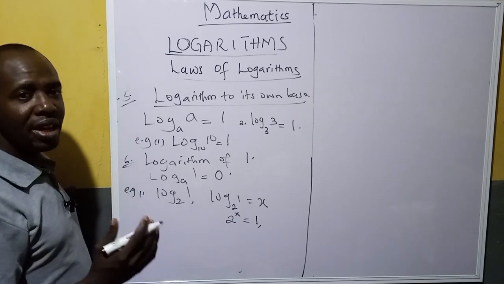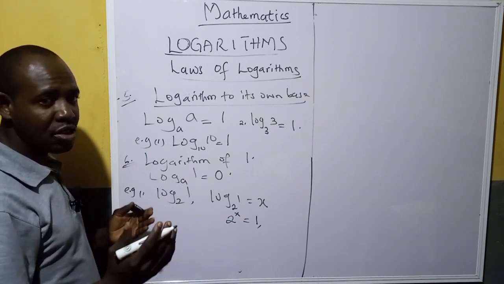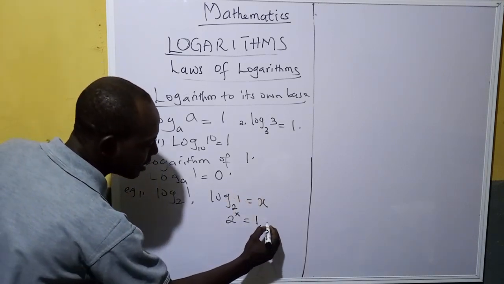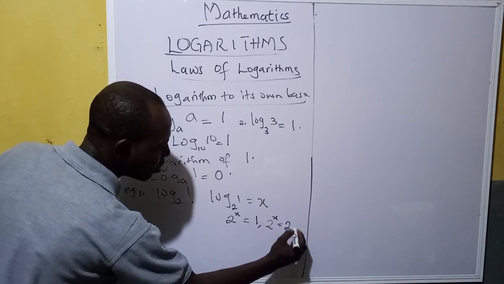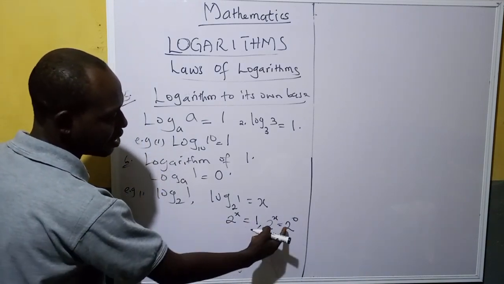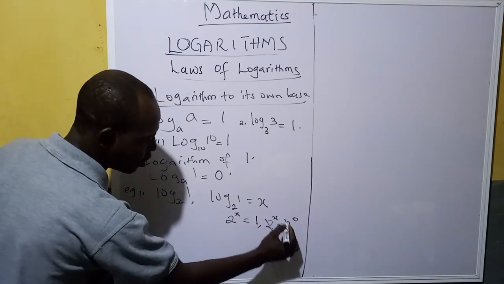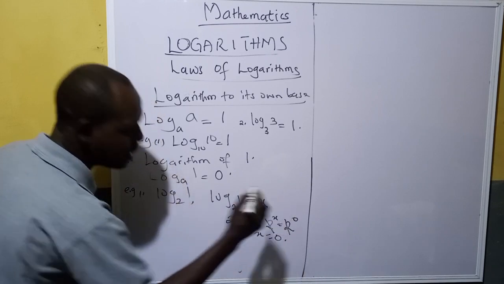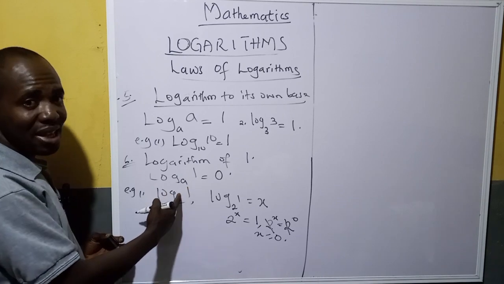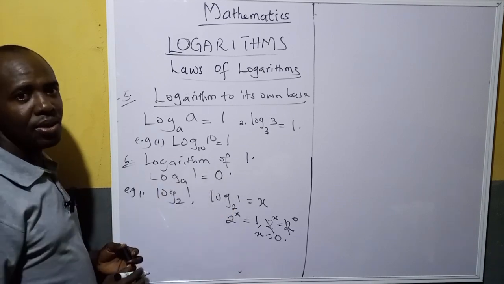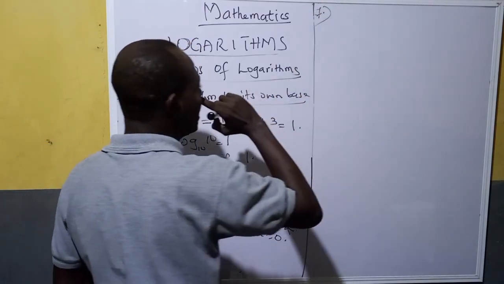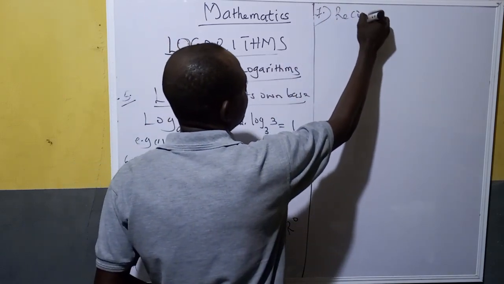Now, in our laws of indices that I've discussed, anything raised to power 0 is 1. So from here, I can say I have 2^x equals to 2 raised to power 0. I've changed my 1 to 2 raised to power 0 because anything raised to power 0 will give me 1. So 2 cancel 2, my x equals to 0, which means that anytime you have a logarithm of 1 to any base is equal to 0. As simple as that.